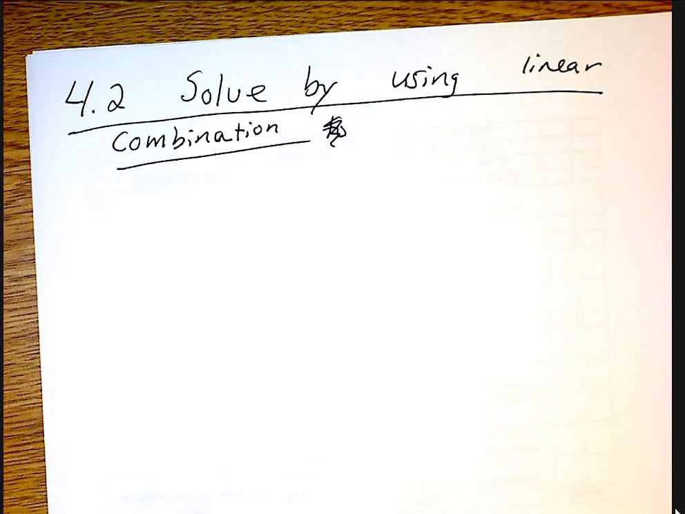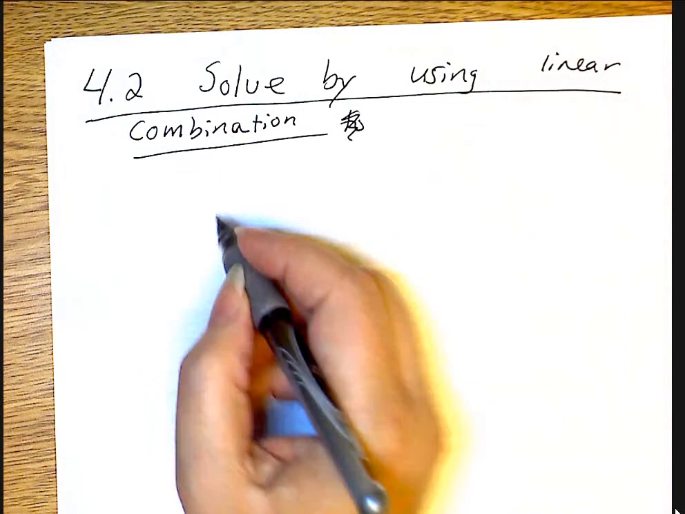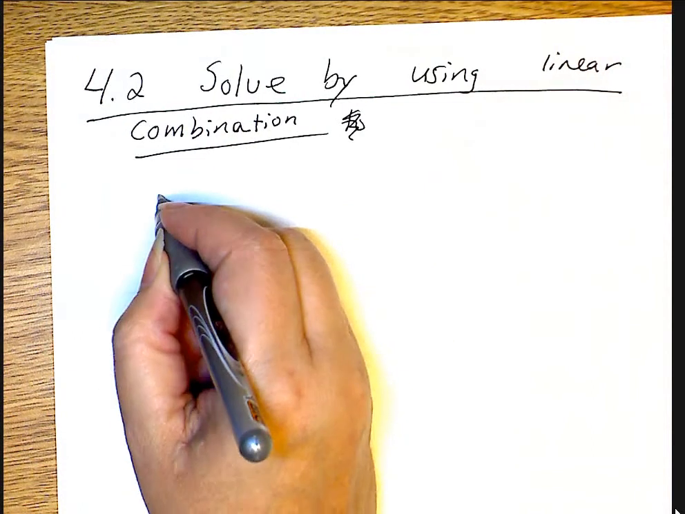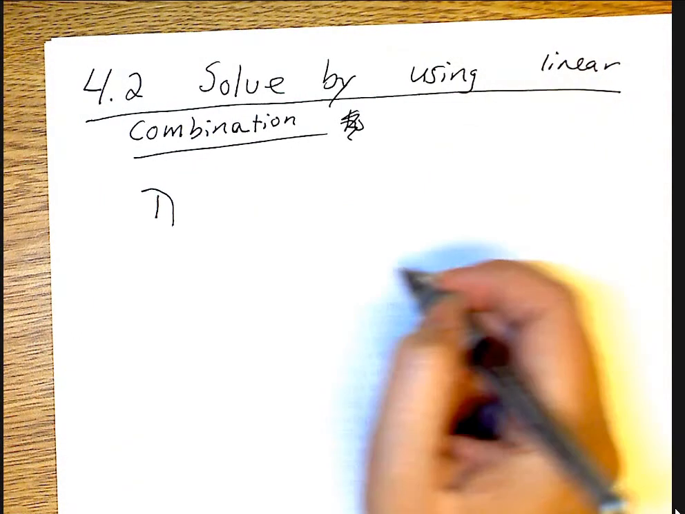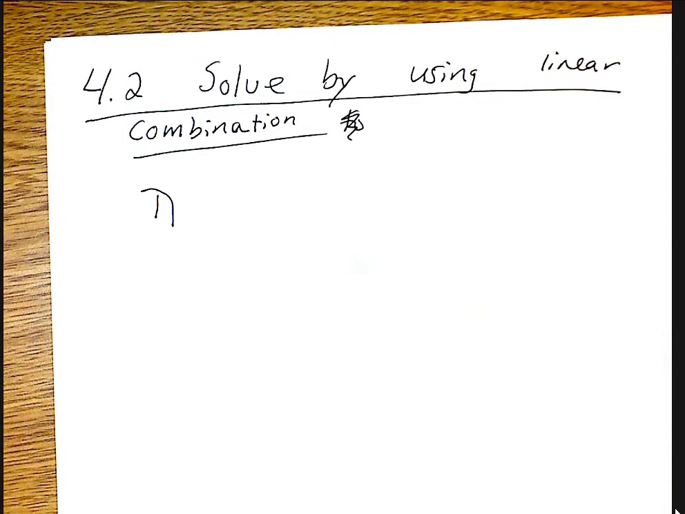Alright, so when we solve the system by combinations, we have to do a few things. First, we're going to look to see if when you add the two equations, if one variable will drop out. So that's our first step always.